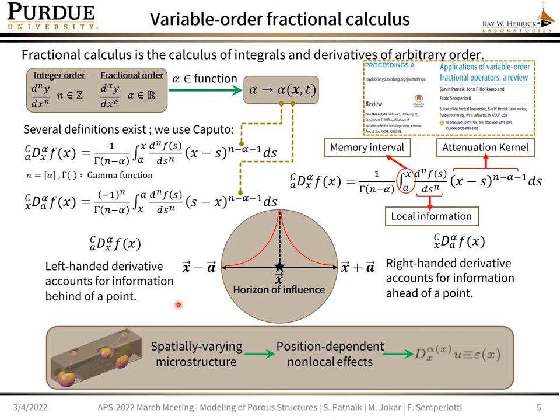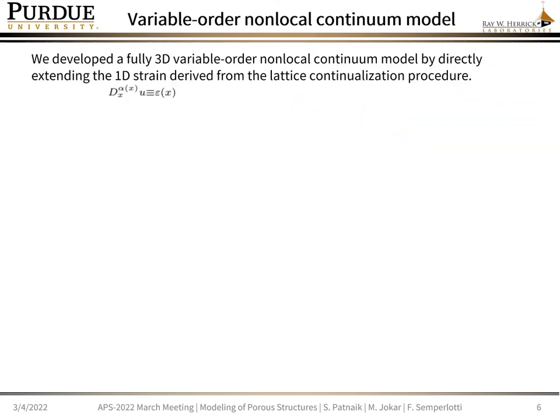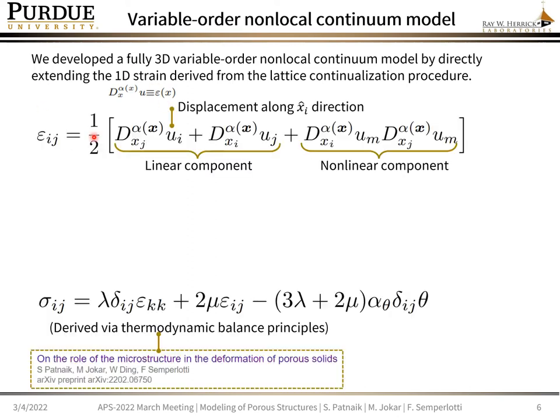In the context of the present study, we leveraged variable order fractional operators to embed the non-local interaction and their position dependent strength in the strain definition. So basically, the power law kernel captures the non-local information, and the varying exponent, which is the variable order, captures the position dependent strength of the interactions in the porous solid. Now, using variable order fractional calculus, we developed the variable order continuum model by extending the 1D definition of the strain, and by using thermodynamic balance principles, we derived the stress definition.